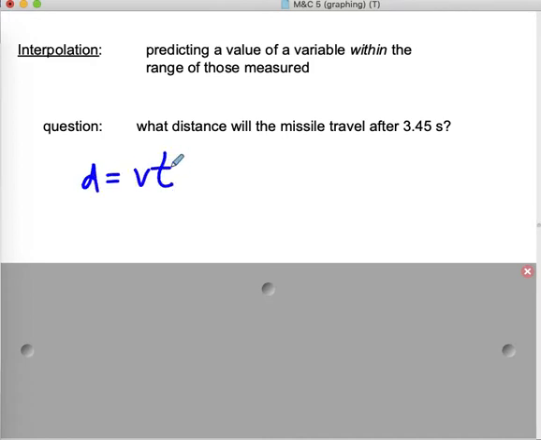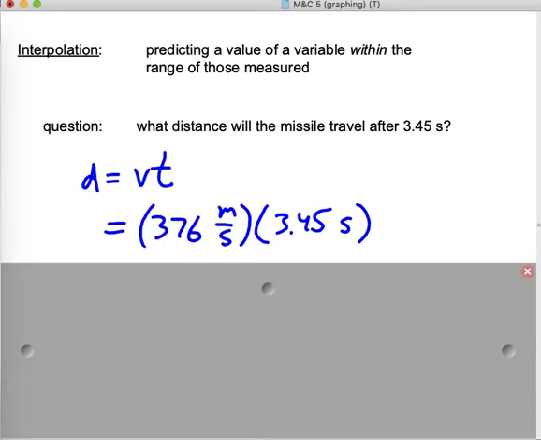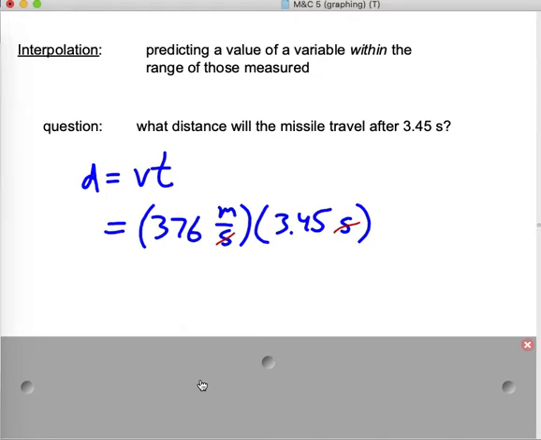We are trying to find the distance, so we don't need to do any algebraic manipulation. I can simply, after writing the equation down, plug in the values. Velocity, remember, is the slope, which we said was 376 meters per second, times a time of 3.45 seconds. Seconds cancel seconds. And for my final result, I get the distance equals 1,297.20. We have to pay attention to sig figs, and each of the two measurements we used, both the velocity and the time, had three significant figures. So I'm going to round this to three significant figures.